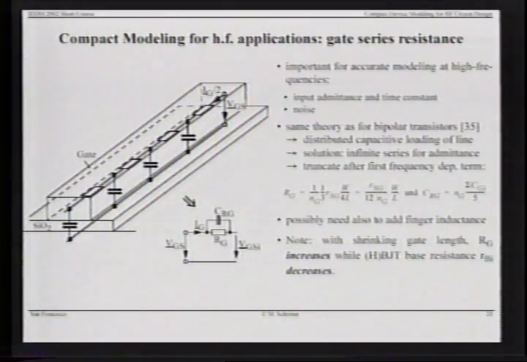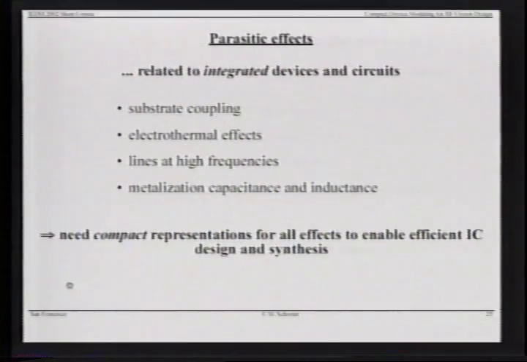I would like to mention one thing: if you're looking at shrinking device dimensions and compare MOS and bipolar transistors, then you will find that shrinking dimensions in gate length direction will increase the gate resistance, and if you apply the same lithography to a bipolar transistor, it will decrease the base resistance in a bipolar transistor. So they are opposite trends, and there will be more and more emphasis to be put on the gate resistance in MOS transistors.